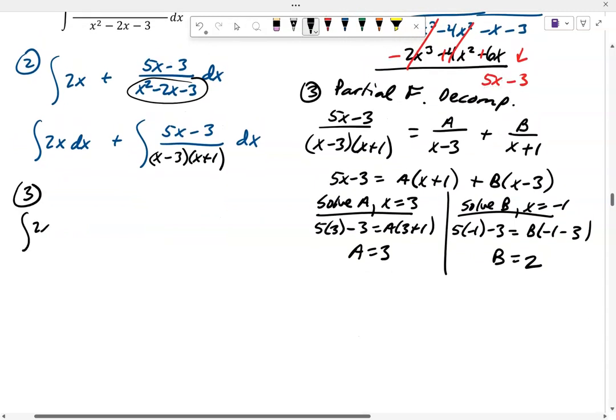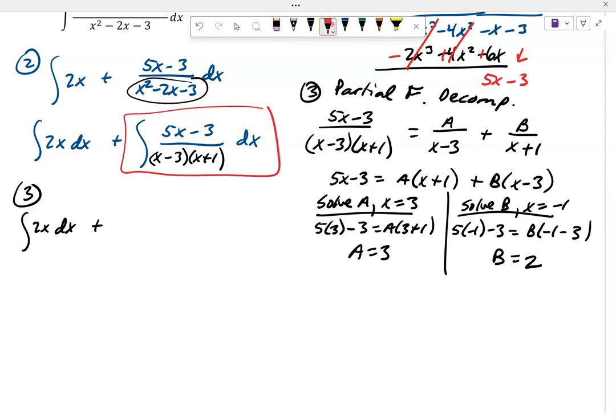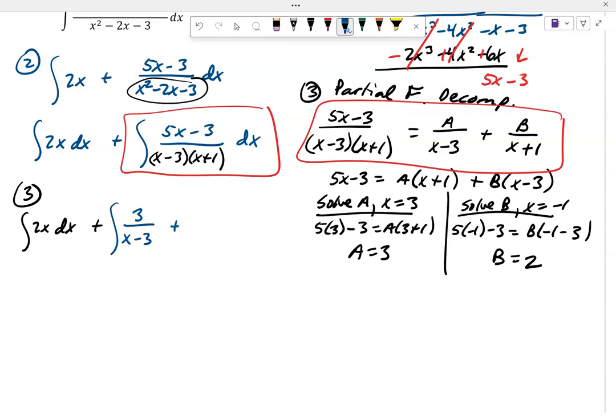So I've got the integral of 2x dx. That was not problematic. This, we had to do our partial fraction decomposition, right? And now we know A and B. So that becomes the integral of A plus B dx, right? Again, this is the same as this. It's our partial fraction. We had to do the algebra to figure that out in order to be able to integrate this thing.